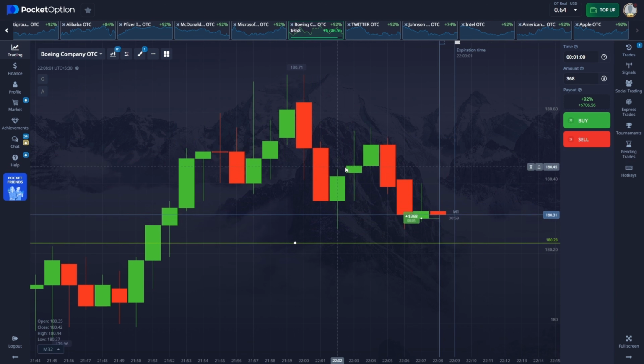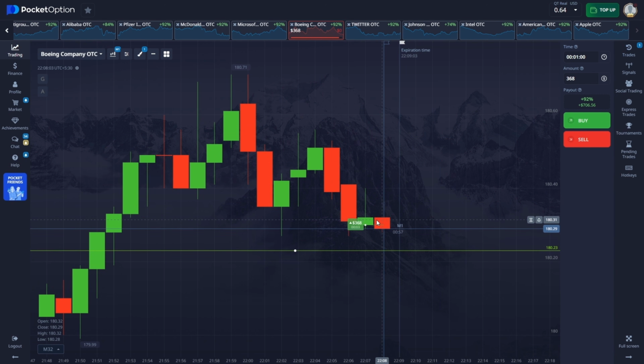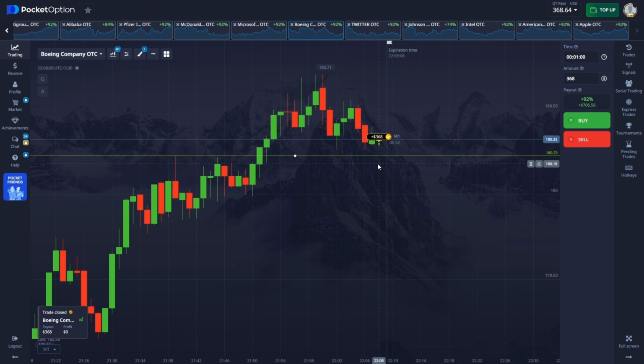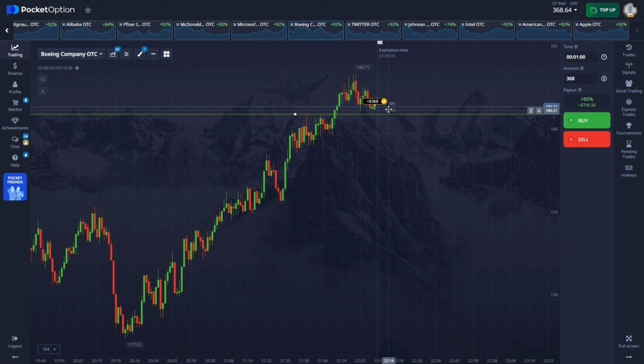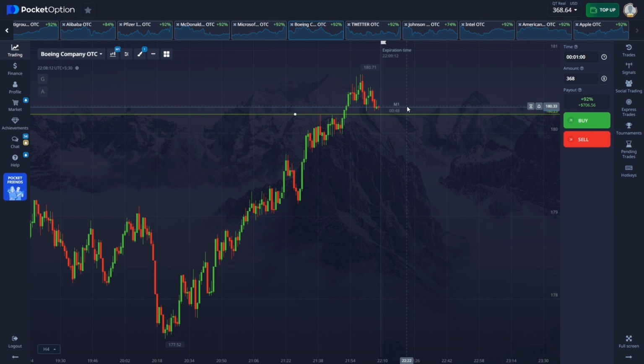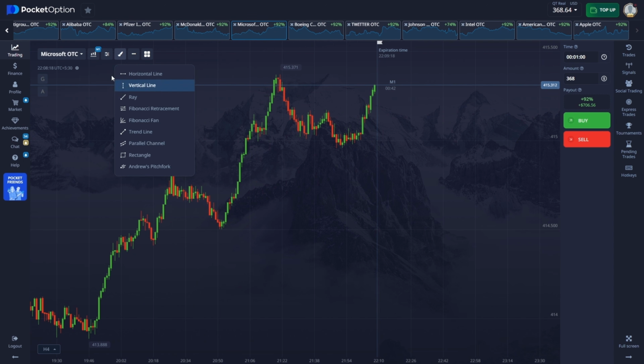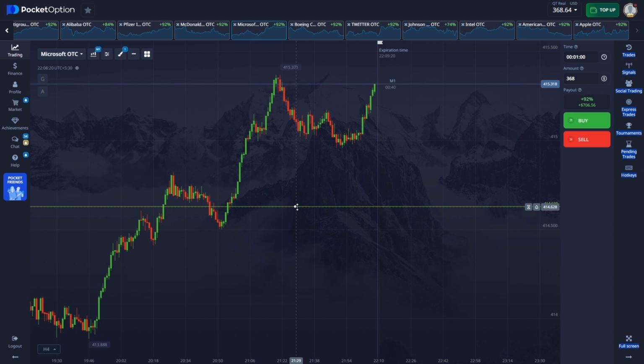You'll notice that the green candle has already formed. It looks risky, but there are only a few seconds left, and it reversed. So my trade amount was reversed, but you'll notice that the green candle was already formed. If you had placed the trade at that point, it would have been a win. Let's move on to the next asset, Microsoft OTC.